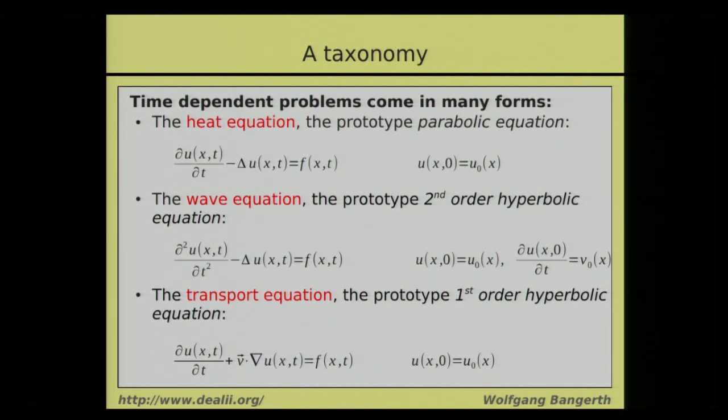Namely, there are three equations that we always consider as the prototypes of these classes. The first one is the heat equation, and it is the prototype of a class of equations that we call parabolic equations. So the heat equation is an equation where you have a solution variable u of x and t, of course. And the heat equation says that the time derivative of this solution variable equals the Laplacian of u plus some right-hand side.